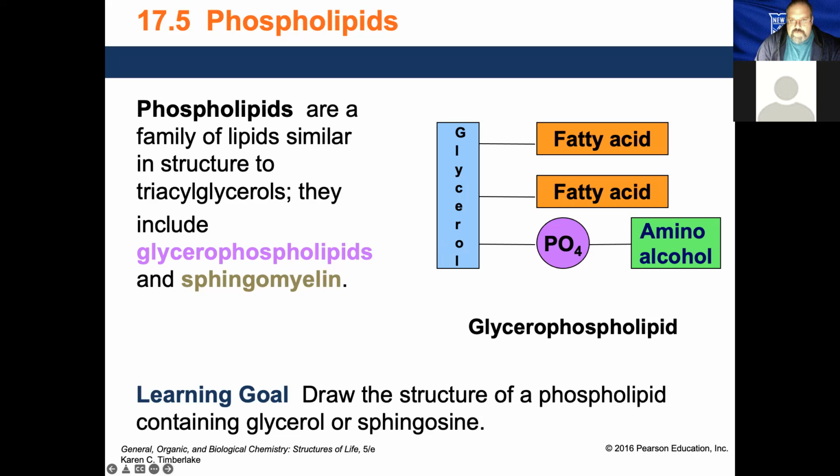For a glycerol phospholipid, the backbone of the structure is still glycerol. And connected to the glycerol at 2 portions, you have fatty acids. But the difference is, in the 3rd portion or the 3rd row, you don't have a fatty acid. Instead, the glycerol is connected to a phosphate group, and the phosphate group is linked to an amino alcohol. That's the general structure of a glycerophospholipid.